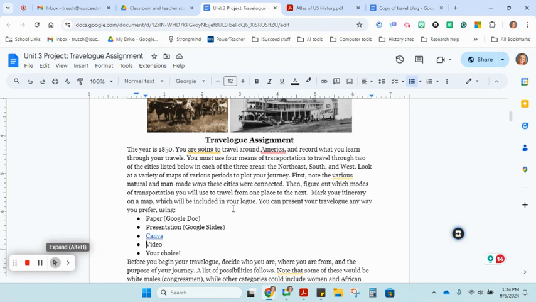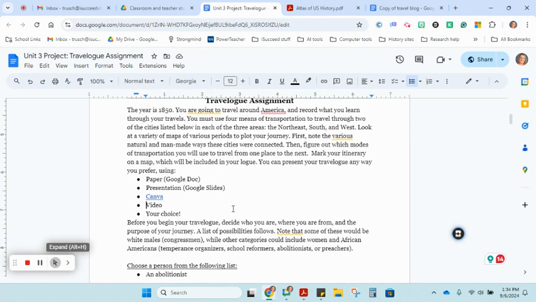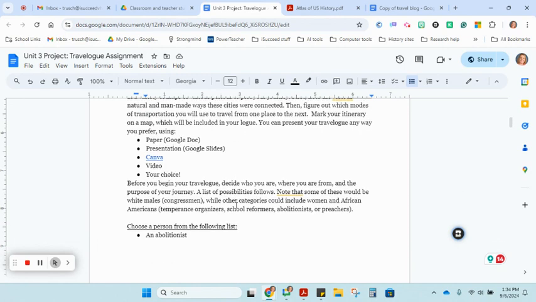You can present your travel log in any way that you prefer, using paper or a Google Doc, a presentation, Google Slides, Canva, video, whatever works. Okay. I really want you guys to use a lot of your creativity to do this because it's a lot of fun. It's a ton of fun, actually.